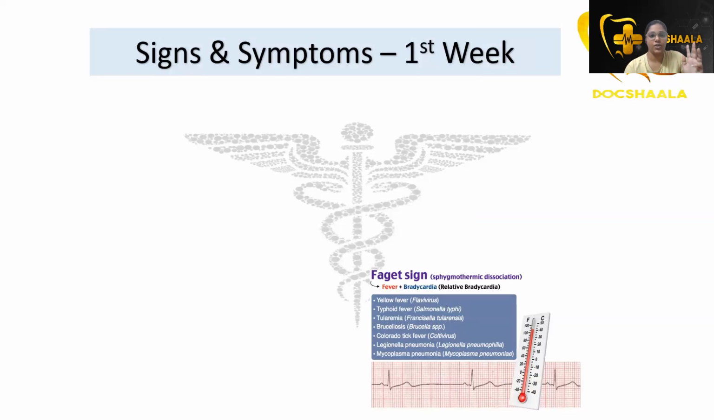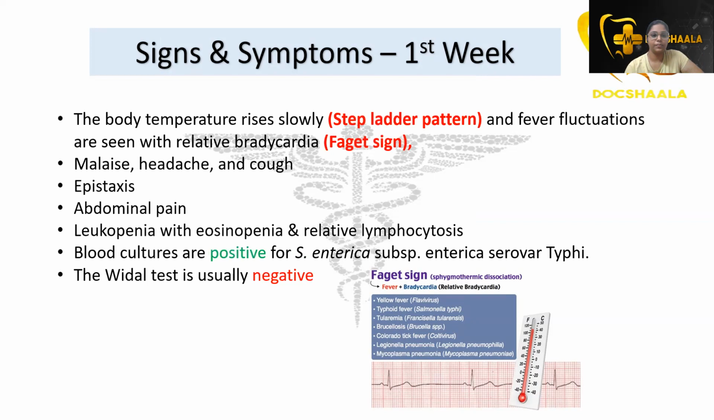So the first week symptoms: the body temperature rises slowly. This is called the step ladder pattern of fever. This is very important. Step ladder pattern of fever is seen in typhoid fever. And they are seen with relative bradycardia, which is known as Faget sign. So, Faget sign. What is a Faget sign? The Faget sign, which is also known as sphygmothermic dissociation, is nothing but fever plus bradycardia.